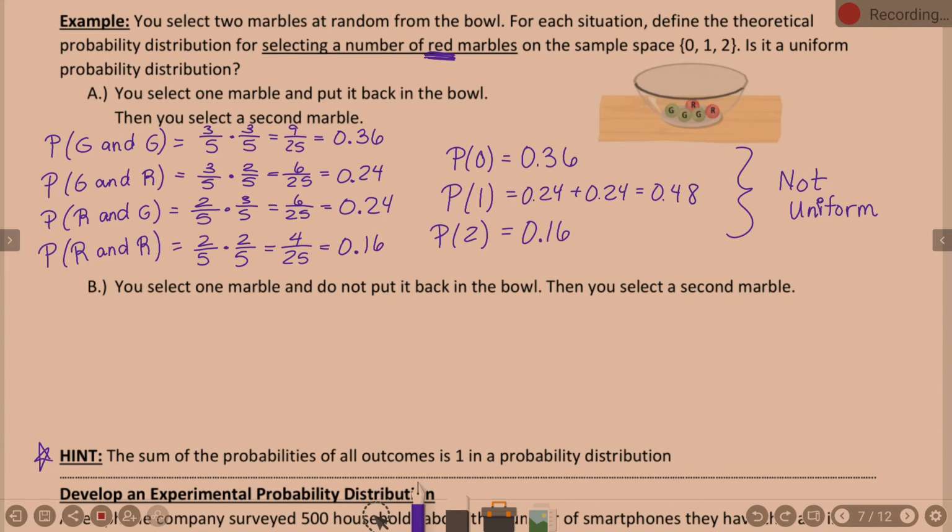Shall we try B? B's going to be a little bit different, isn't it? What's different about B? You select one marble and do not put it back in the bowl. Then you select a second marble. So let's redo our probabilities here.